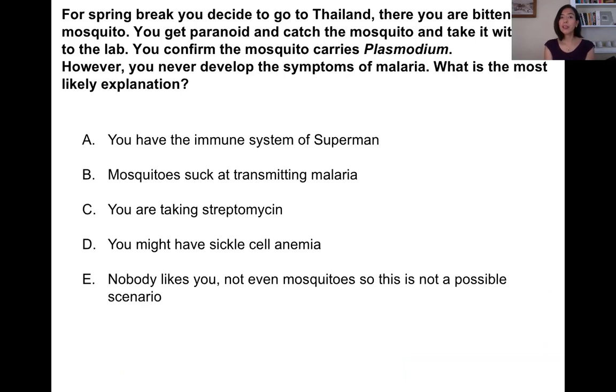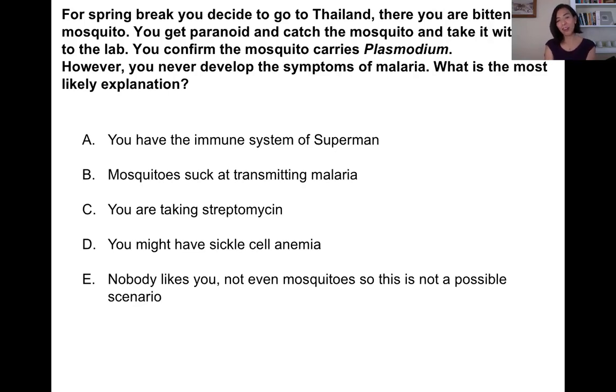For spring break, you decide to go to Thailand. There you are bitten by a mosquito. You get paranoid, catch the mosquito and take it to the lab. You confirm the mosquito carries Plasmodium. However, you never develop the symptoms of malaria. What is the most likely explanation? A, you have the immune system of Superman. B, mosquitoes suck at transmitting malaria. C, you are taking streptomycin. D, you might have sickle cell anemia. E, nobody likes you, not even mosquitoes. So this is not a possible scenario.